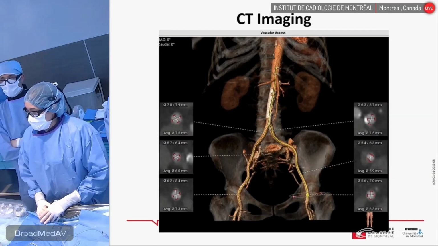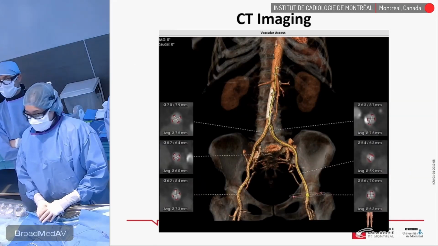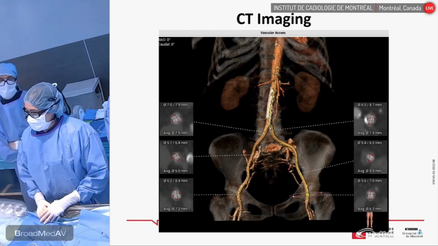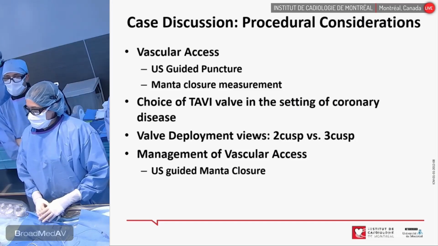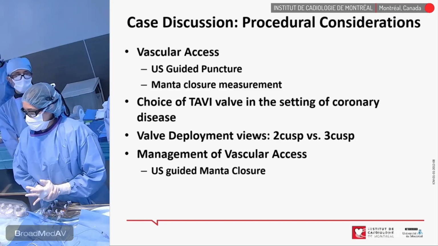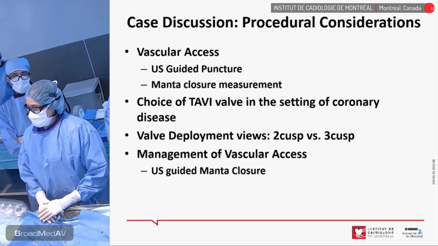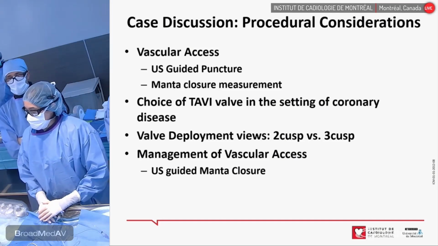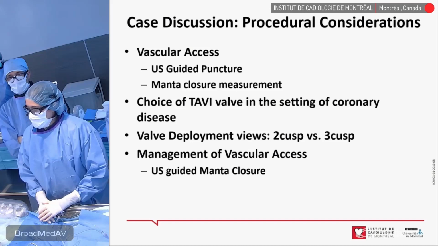Next slide. And this is her vascular access. So we already have gotten vascular access. We have our sheath in place. So if you can just go to the next slide. So just to let you know the plan for the procedure, we've already done our vascular access under ultrasound guidance. We've done our measurement for the MANTA closure device.